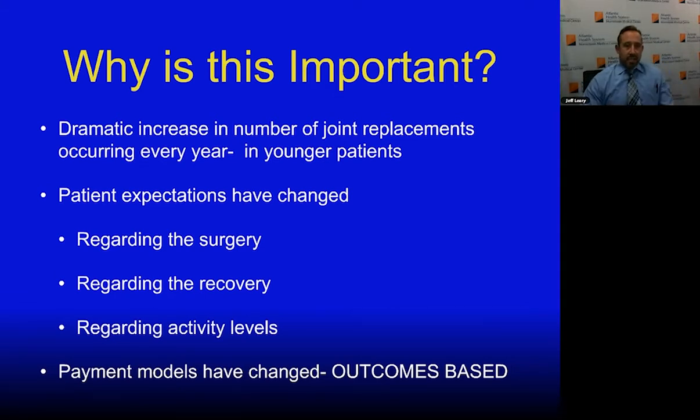The other thing that has changed dramatically in the last 5 to 10 years is the payment models. And we're going to talk about that tonight with the CJR, the bundle payments, because this has become a real outcomes-based, quality-based operation. It's not just based on volume, but it really is very much based on how patients perceive their outcomes and how well they're functioning and how much quality we're able to provide with these operations.